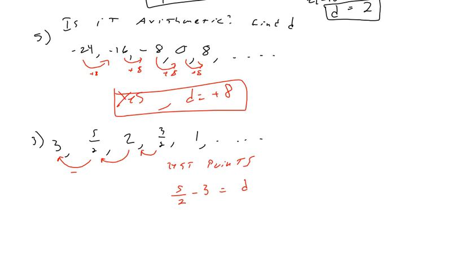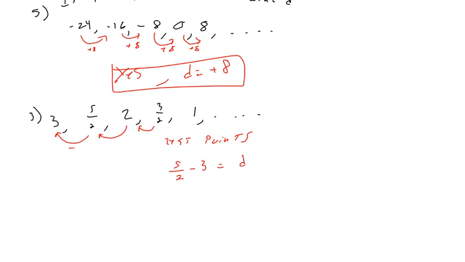5 halves minus 3. Subtracting fractions, mister. Yeah, well, too bad. Common denominators. That 3 is over 1. Multiply by 2, multiply by 2. 5 over 2 minus 6 over 2 is negative half. Look, that wasn't so bad. That wasn't so bad, everybody.